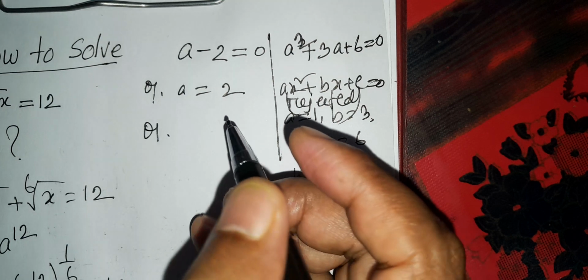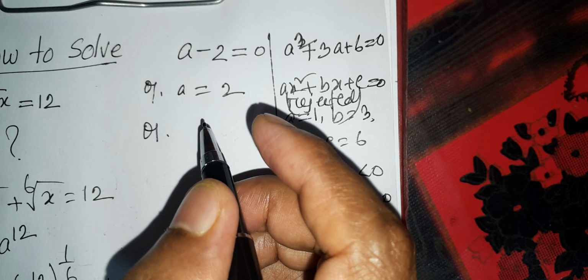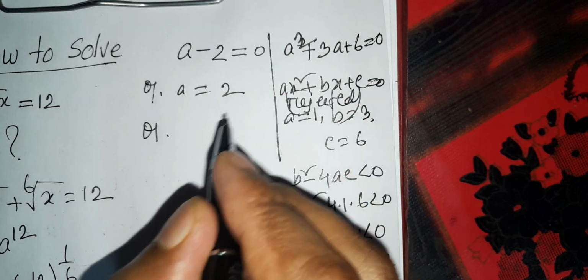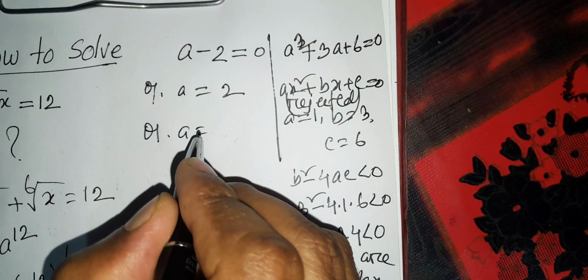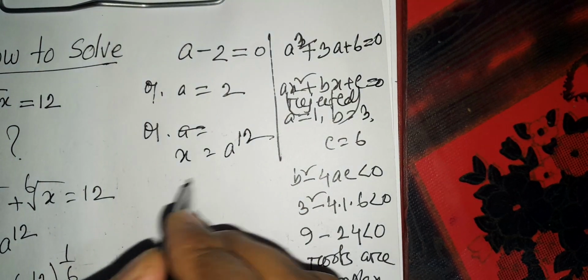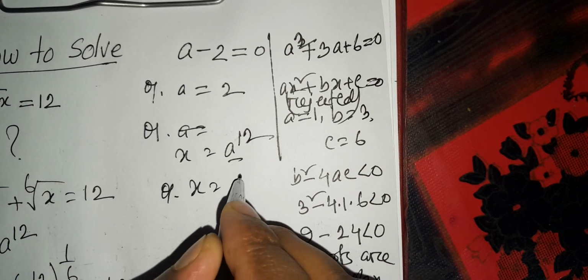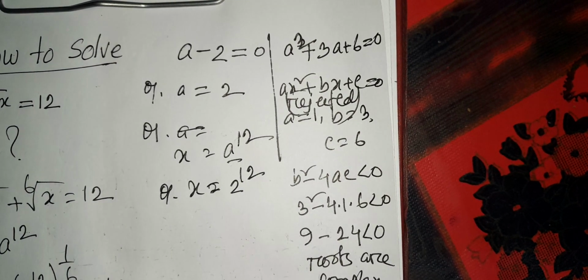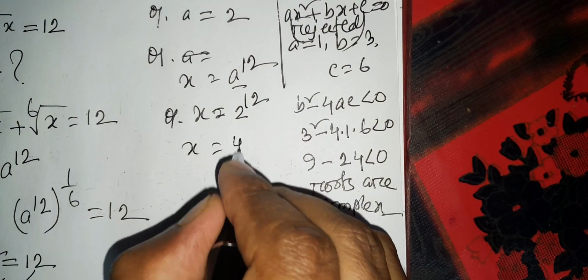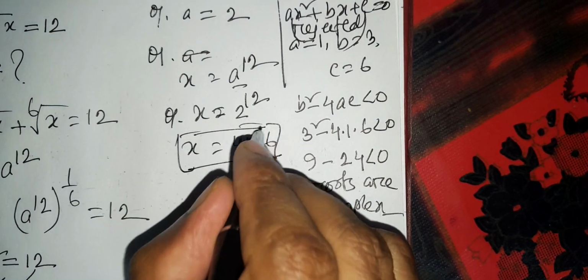So we let x equal to a to the power 12. Here a equals 2, so x equals 2 to the power 12. So x equals 4096. This is the solution of the equation.